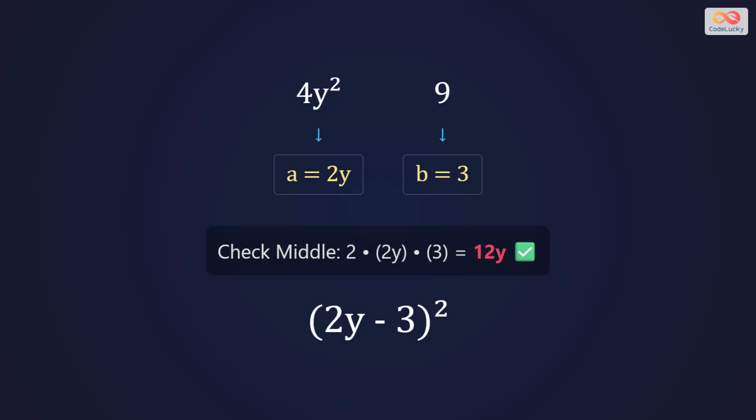Now, multiply them together and double it. 2 times 2y times 3 equals 12y. It matches our middle term. So, the factored form is the quantity 2y minus 3 squared.